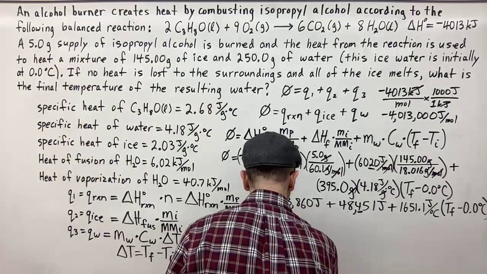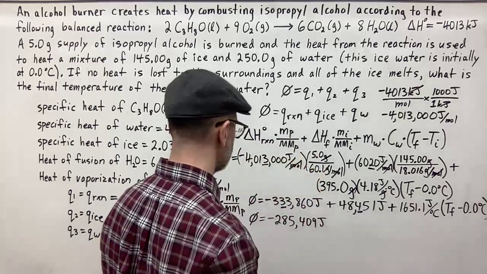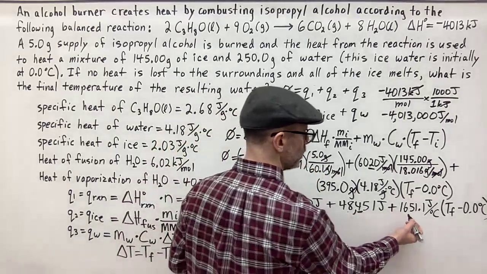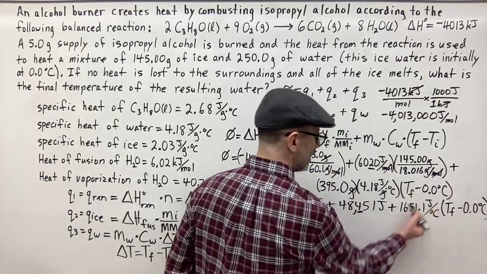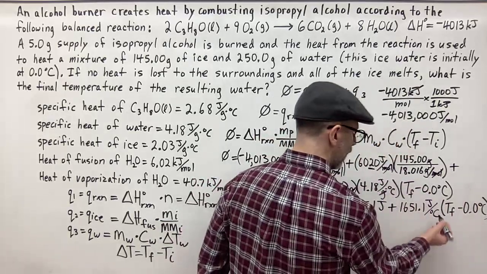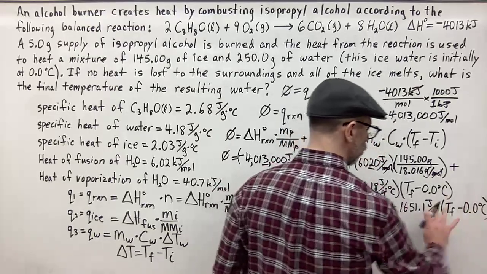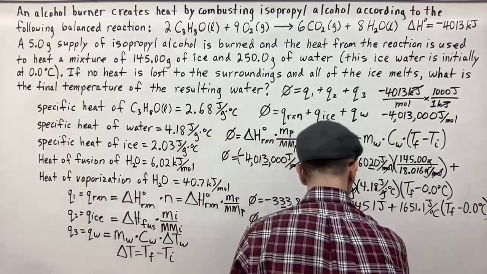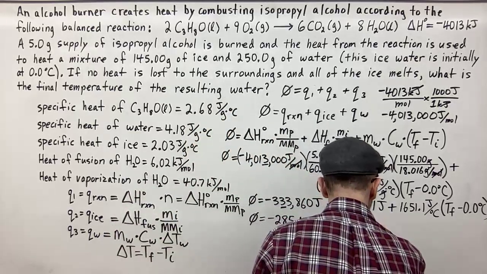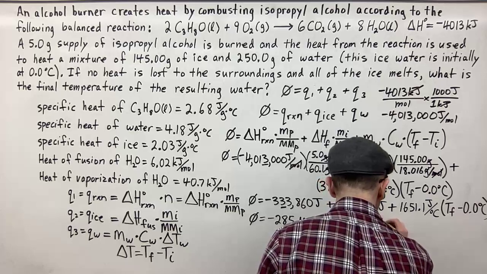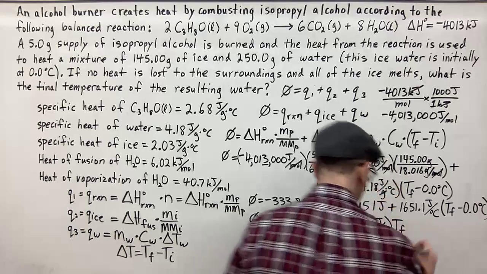285,409 joules. And what I'm going to do here is I'm going to just multiply this out. But notice that this is just going to be multiplied by TF, and then this is going to be multiplied by 0, and the degrees Celsius are going to cancel out, leaving me with 0 joules. So the zeros are just going to cancel out. I don't need to write that. So then I'm just going to write 1,651.1 joules per degree Celsius multiplied by TF.